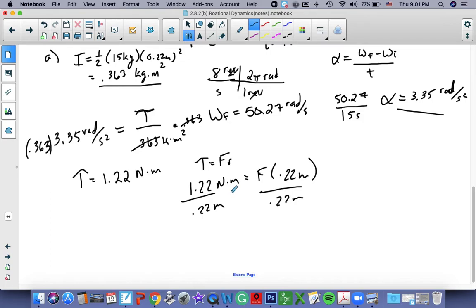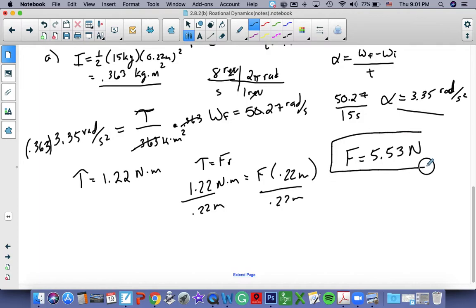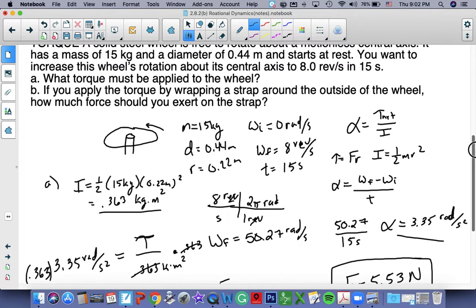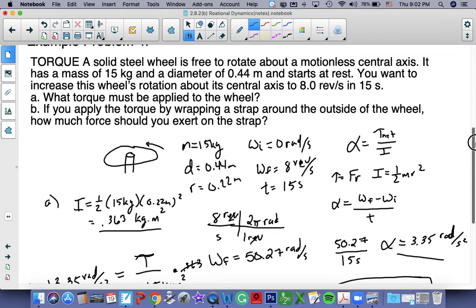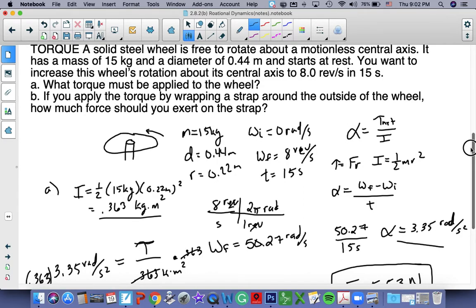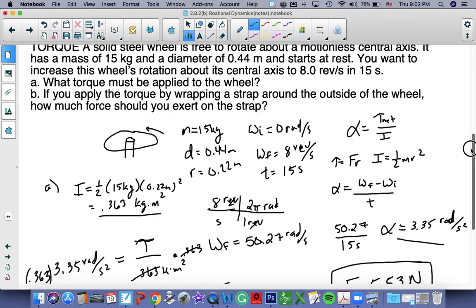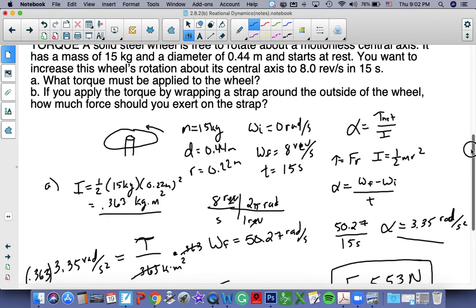And we get 5.53. So my force is equal to 5.53, and that would be in newtons. So that's how much force we would need to get it to go from 0 to 8 revolutions per second. Okay, so if we apply the torque by wrapping a strap around the outside of the wheel, how much force would we have to exert on the strap?